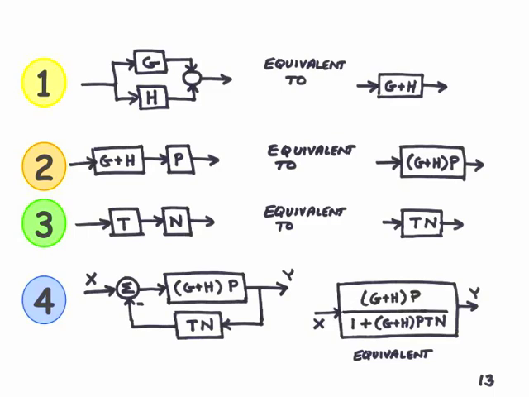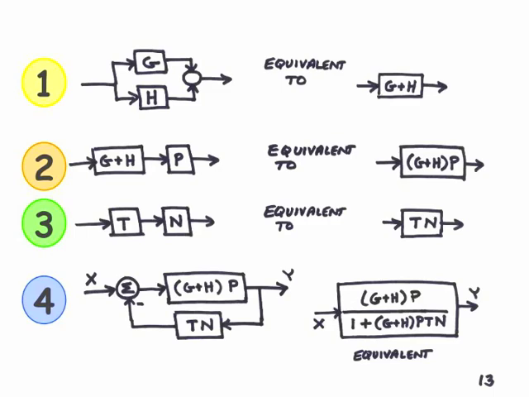the parallel interconnection of G and H is equivalent to the transfer function G plus H. For step 2, the cascade interconnection of G plus H with P is equivalent to quantity G plus H times P. In a similar fashion, the cascade interconnection of T and N in the feedback loop is equivalent to the transfer function T times N.